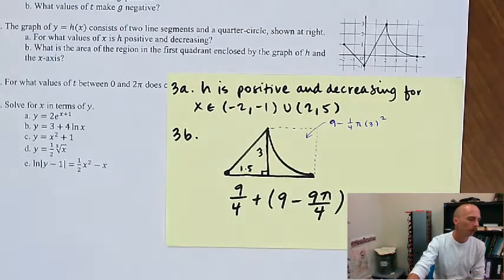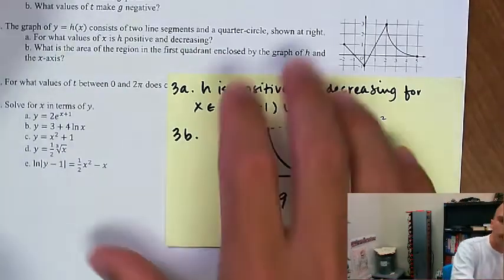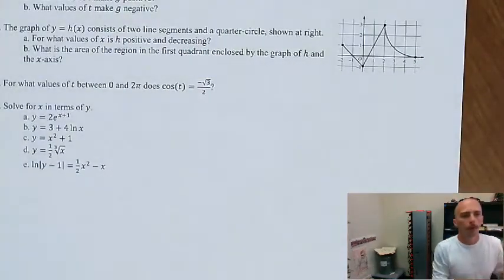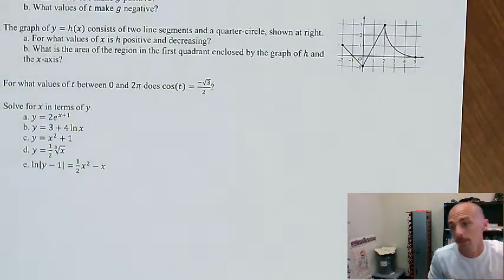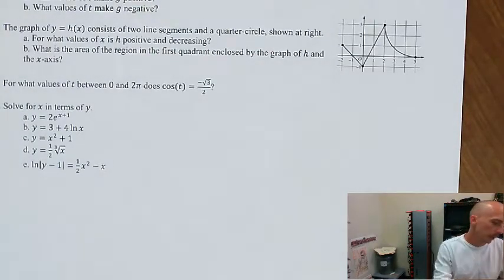Maybe move on to the next number. All right. So for what values of t between 0 and 2 pi does cosine of t equal negative root 3 over 2? Okay, it's an old-fashioned pre-calculus question, right?